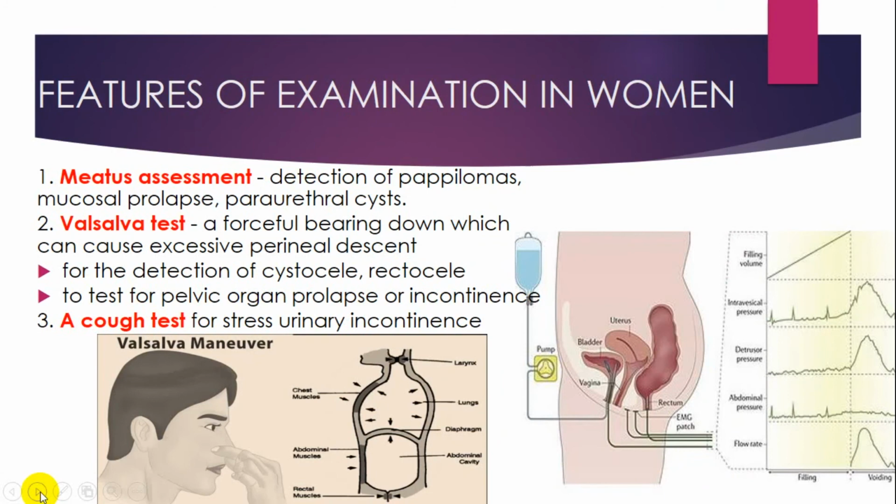Features of examination in women should be remembered by everyone. The doctor can use meatus assessment. It's a detection of papillomas, mucosal prolapses, paraurethral cysts, etc. Valsalva's test can be provided. It's a forceful bearing down which can cause excessive perineal descent. Also, the doctor can use it for the detection of cystocele or rectocele, to test for pelvic organ prolapse or incontinence. Also, a cough test can be provided for stress urinary incontinence detection. Here you can see the mechanism of the Valsalva maneuver.